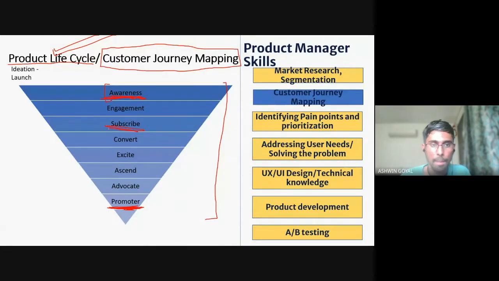Then subscribe. Now this is a subjective funnel, right? This is an inverted funnel. No, this is a normal funnel. So when people subscribe, this step might be there in some applications. In case of Swiggy, this is not there. People are not subscribing to anything as such. People buy the subscription, that is a separate thing.